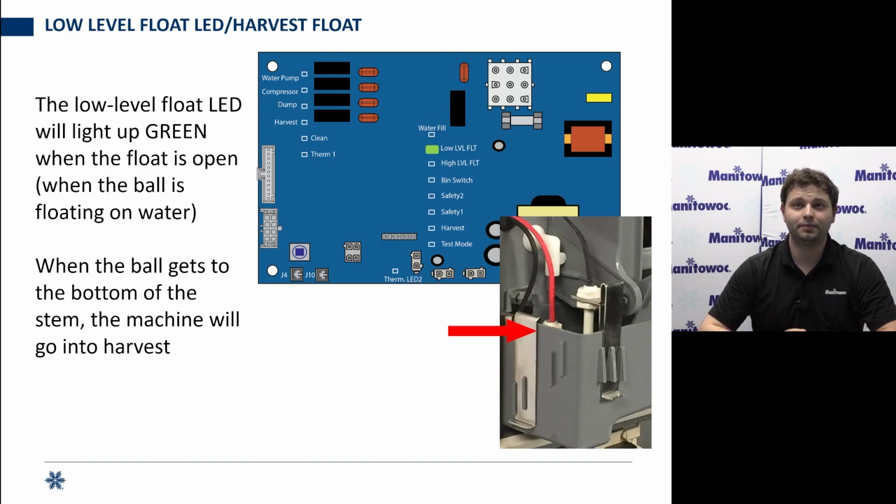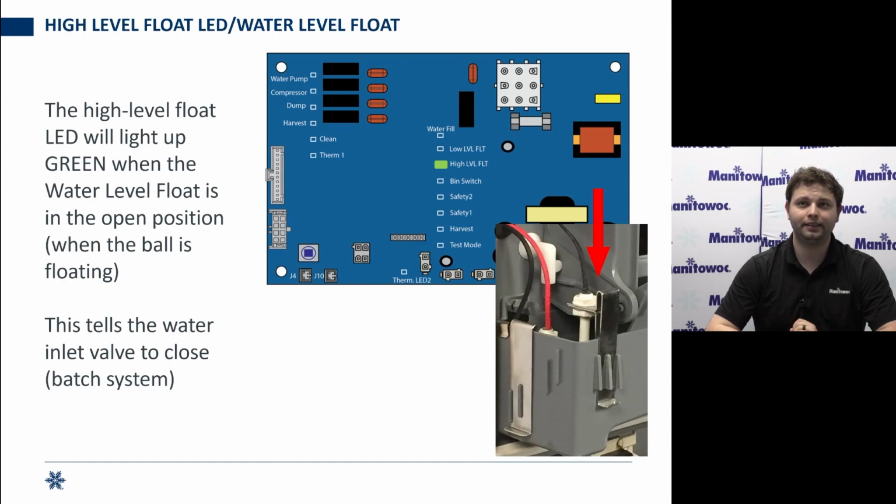And again, when this machine is making ice and looks to go into harvest, it's looking at this float. Once that little bobber hits the bottom of the stem, it knows we've used the right amount of water. That means we have a decent size slab of ice to harvest. And next again is the high level float. Again, it is a green LED. Once that little bobber is floating, that is when you'll see this LED. And this tells the ice machine we have enough water to make this slab of ice.